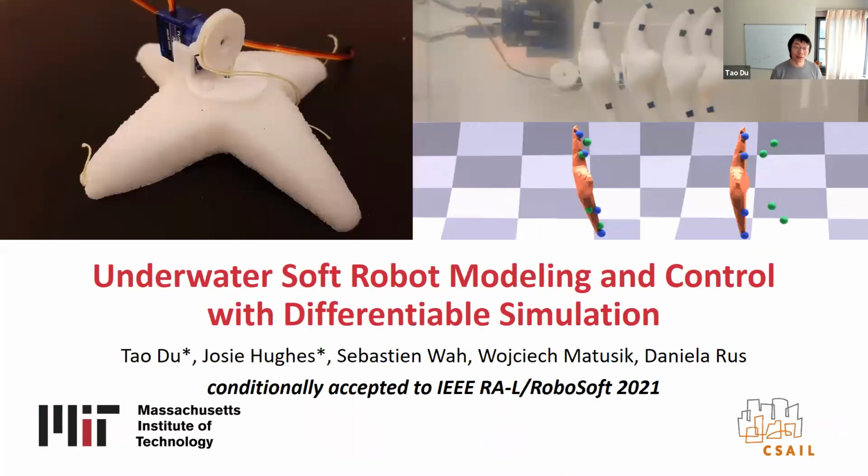And finally, regarding using the gradient information to narrow the sim-to-real gap, I will talk in detail about this, again, also a very recent work conditionally accepted to IEEE RAL. The work is about designing an iterative algorithm framework to control a soft starfish and also building a dynamic model for the underlying physical system.